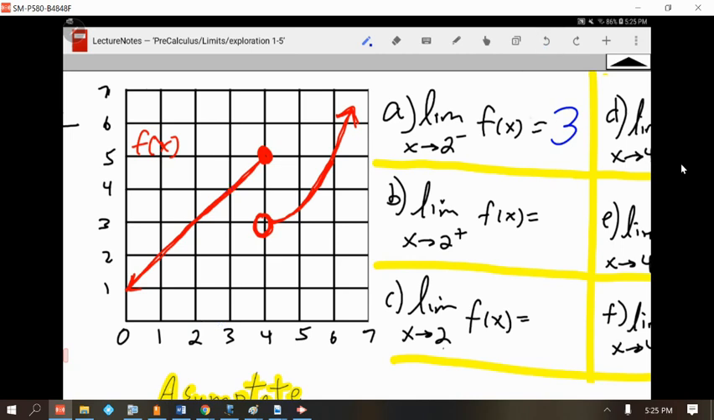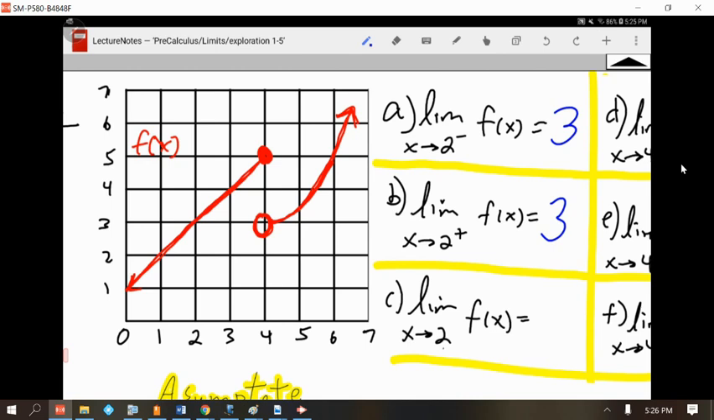So question C is, what's the limit as I approach 2 from both sides? When there is no plus or minus, it means both sides. In order to answer question 3, you're going to answer part A and part B first. And look, we already did part A and part B first.